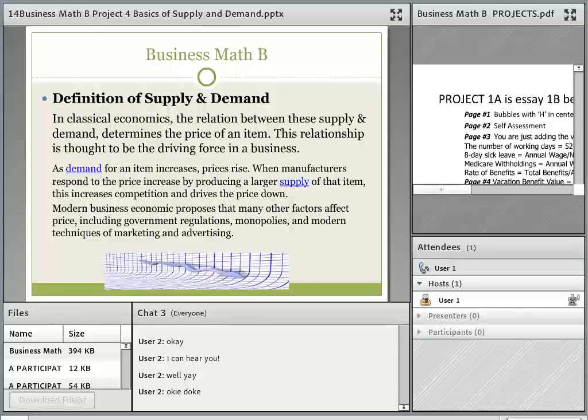Modern business economics proposes that other factors affect the price, including regulations, monopolies if you're the only company making the product, and modern techniques of marketing and advertising. A good example we see of this all the time is when there's a brand new product coming out with features that no one else has. The prices will be very high, just like the new phone that's coming out. A lot of the new smartphones will specifically try to have features that the other phones don't offer, so they'll be really expensive. And then as soon as 3 or 4 other phones come out like that, the price drops because you can pick that phone up anywhere. So there's a large supply and there are competitors, so the price goes down.